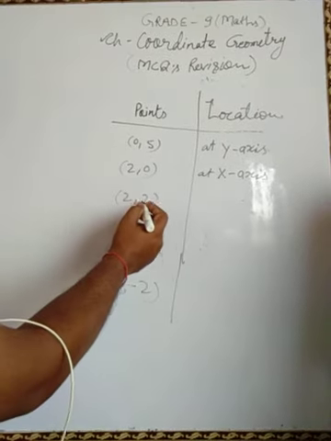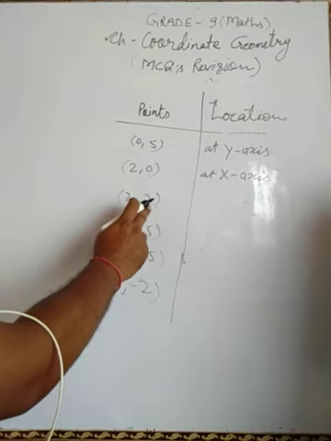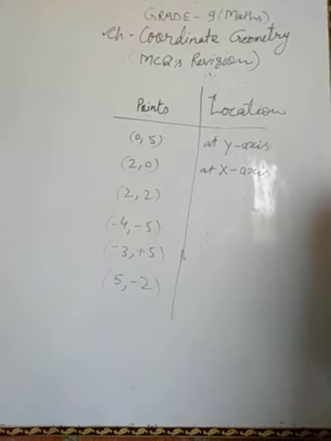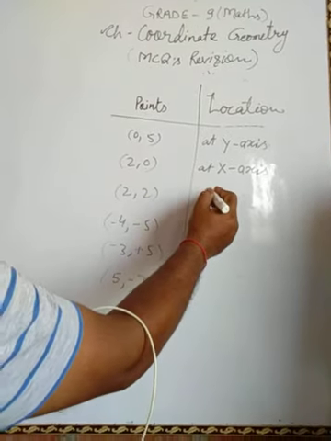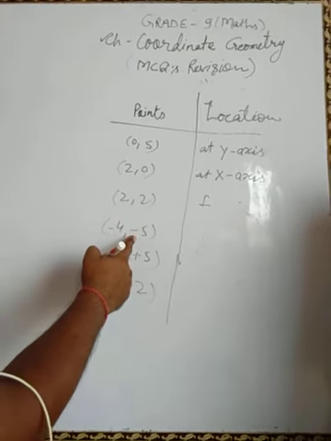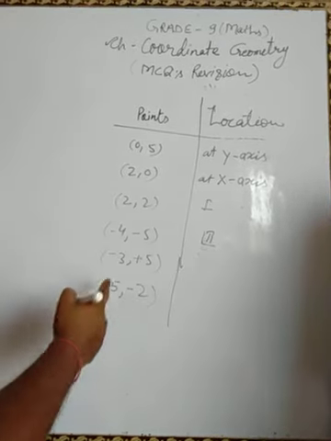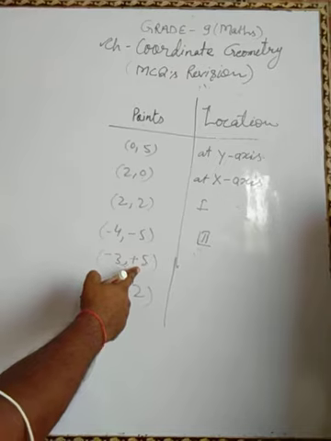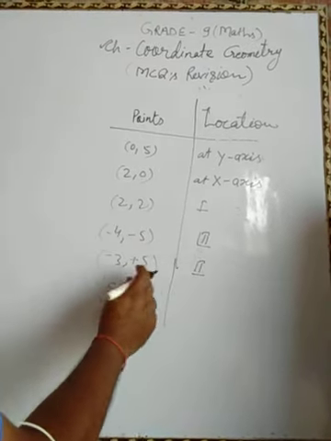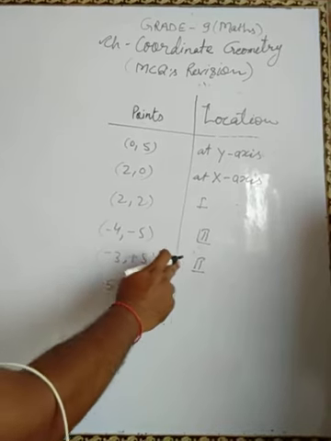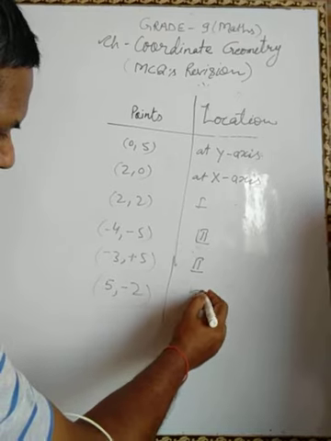2, 2, both are positive, both the values are given, means abscissa as well as ordinate, neither is 0, so this will lie in the first quadrant. Both are negative, so this will lie in third quadrant. -3, +5: abscissa is negative and ordinate is positive, so this will lie in the second quadrant. Similarly, this is the part of fourth one.